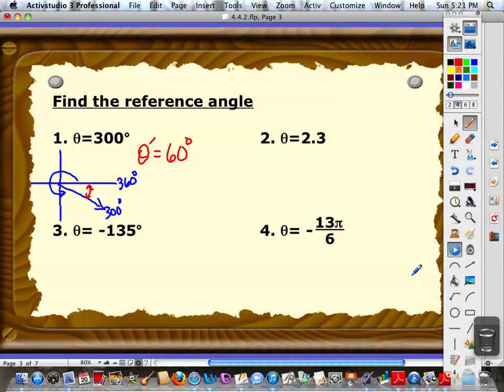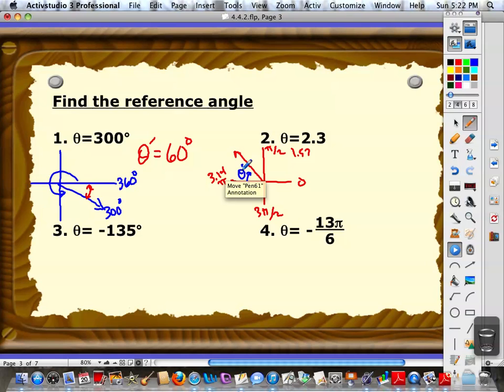Okay, so number 2, theta is 2.3. Well, there's no degree symbol, so that must mean radians. So I have to think about how 2.3 falls with respect to those quadrantal angles, my pi over 2, my pi. Well, I know pi is 3.14. What's pi over 2? Pi over 2 is like 1.57. So 2.3 is going to be somewhere in between. So my reference angle, theta prime, is down here in this range.